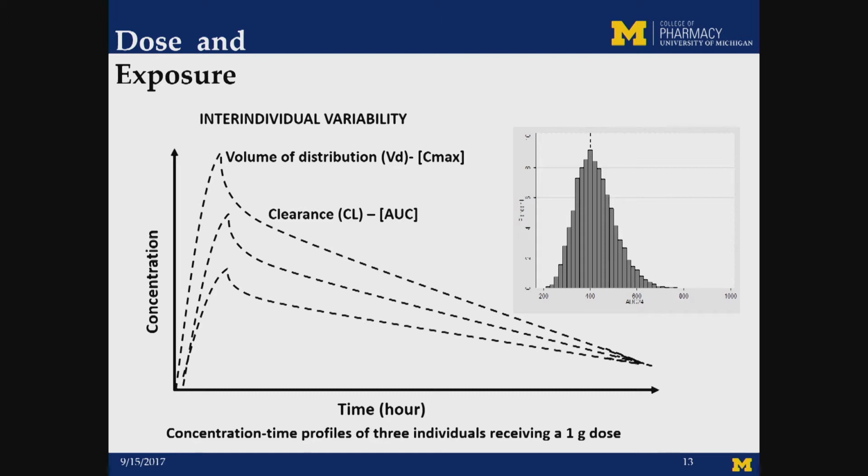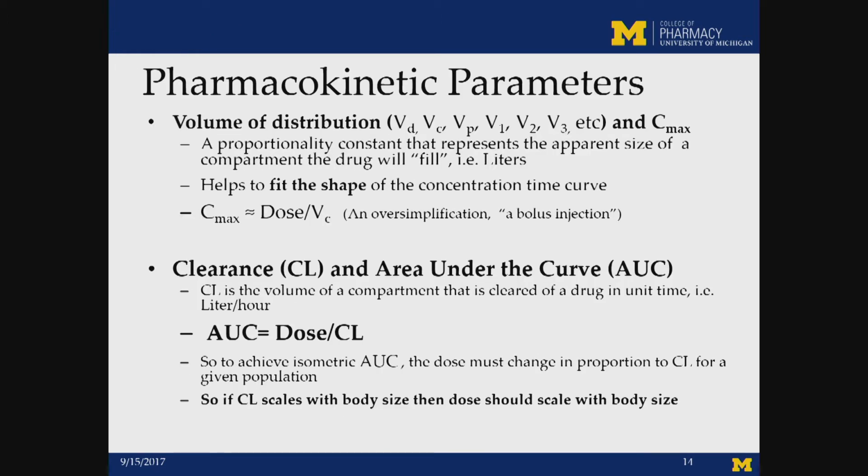And that happens because we may have a lot of inter-individual variability in the volume of distribution that impacts the peak concentration, and inter-individual variability in the clearance of a drug that can impact the AUC, or area under the curve. So when we think of these pharmacokinetic parameters, the volume of distribution is often a term that's easily confused. It is not a physiological space, but rather a proportionality constant that represents the apparent size of a compartment that the drug will fill.